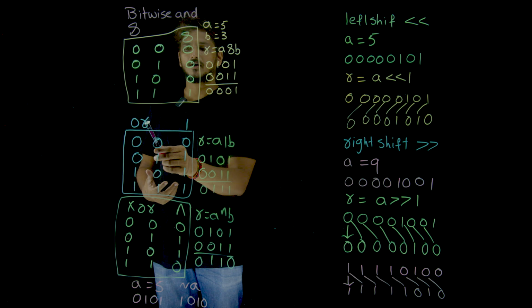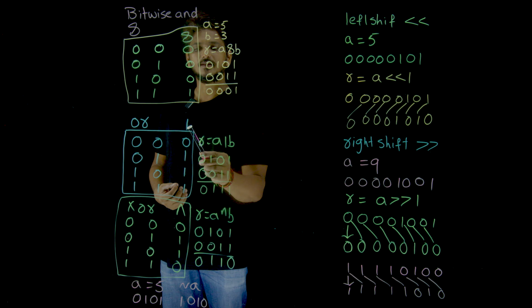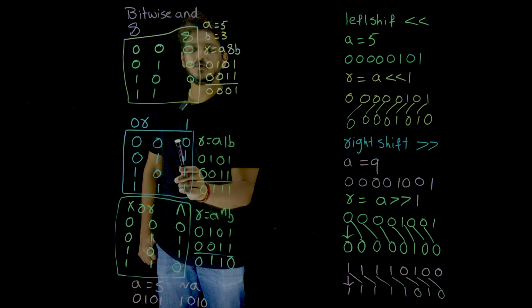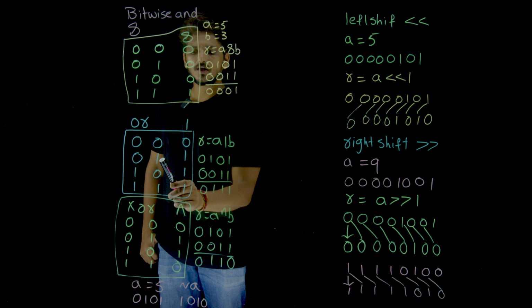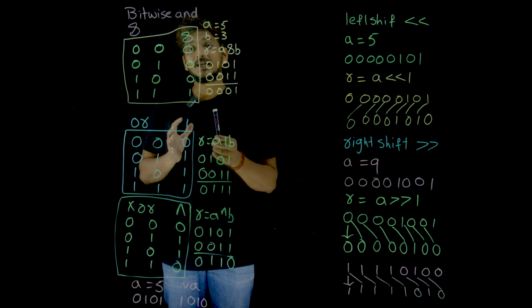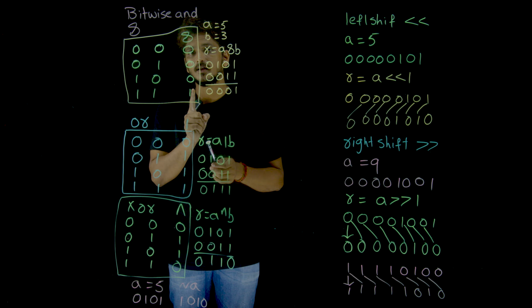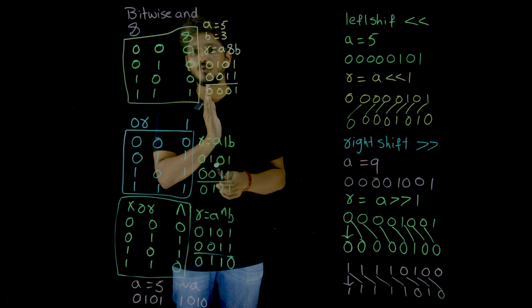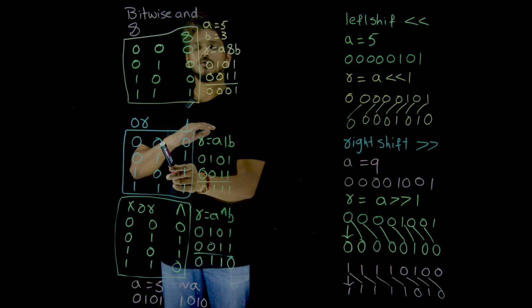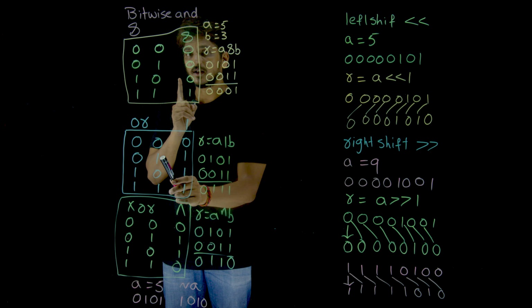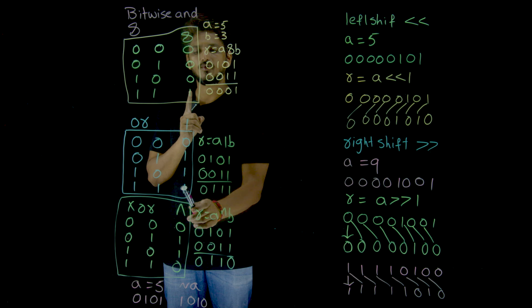The bitwise OR operator is given with the symbol like this. This is the symbol we use for the OR operator. So what happens in the OR operator? 0 or 0, 0. 0 or 1, 1. 1 or 0, 1. 1 or 1, 1. So if at least one 1 is there, then your OR operator gives you output 1. 0, 0, no ones, that's why it is 0. 0, 1, at least one 1, so 1. 1, 0, 1. 1, 1, 1.